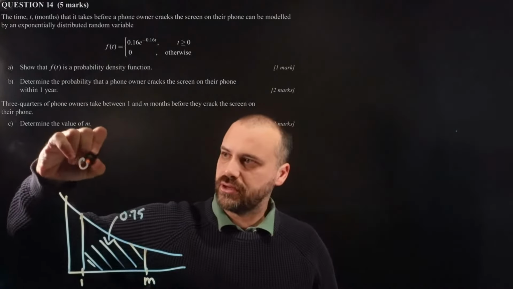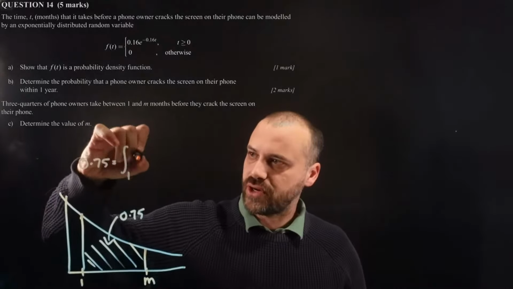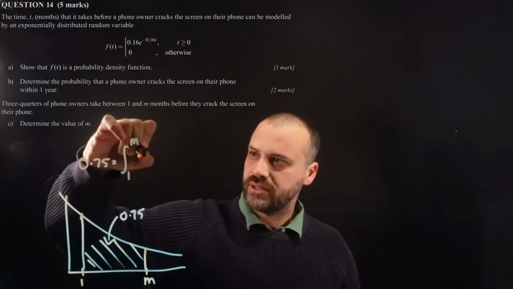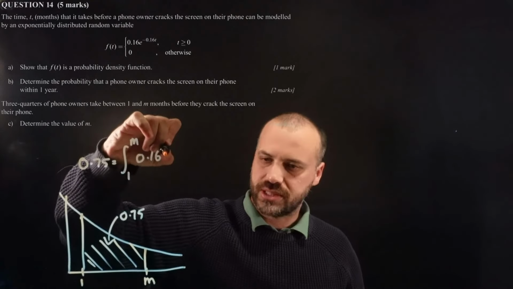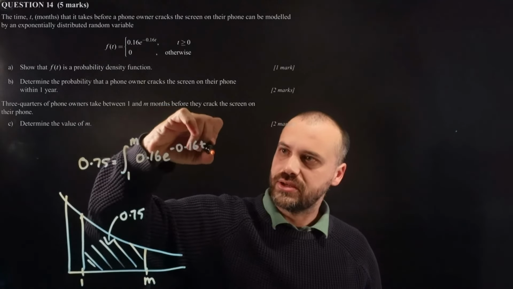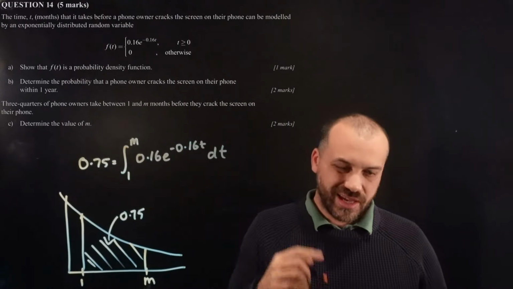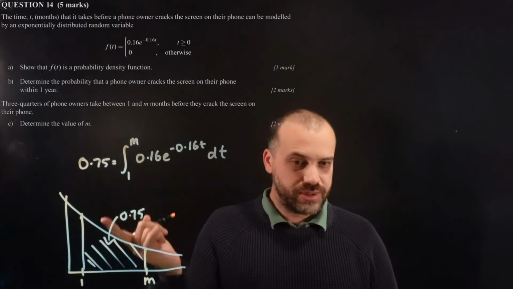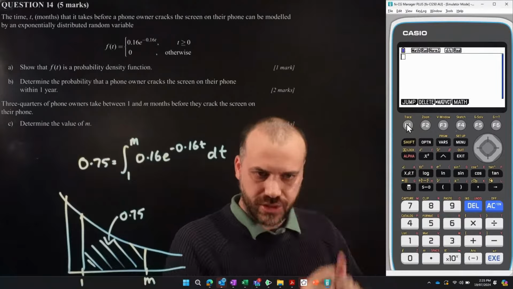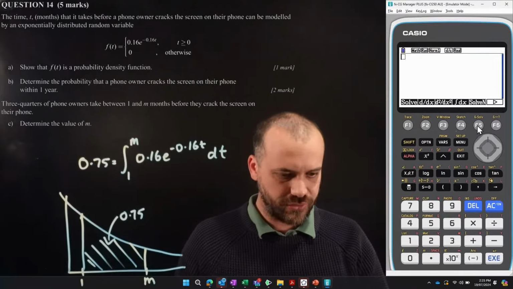The probability of it happening is 0.75, and it's calculated by finding the integral between 1 and m of the equation that we've got, 0.16 e to the negative 0.16 t with respect to t. And then we just need to solve this. This used to be very scary when I was in school, but it's going to be much, much easier for you.